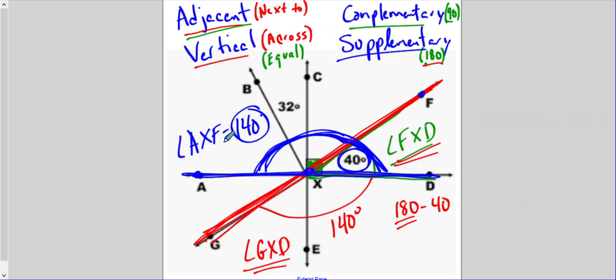So this just generally describes those relationships. And the word relationships there is really important because it's describing more than one angle. An adjacent pair of angles are next to each other, vertical or across from each other. They're talking about two angles. It's not talking about one angle that adds up to 90 degrees.